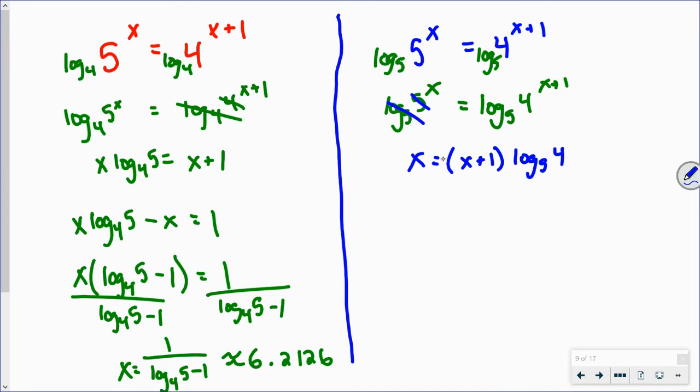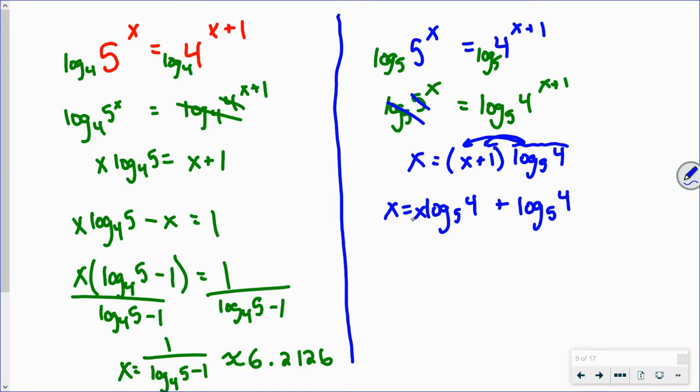And this is why I try to cancel with the one with the most terms, because now I have to take this log and distribute into both of these terms. Okay, so we have x equals log base 5 of 4, with the x out front, because that x isn't in with this. And then plus log base 5 of 4 times 1, which is the same thing.